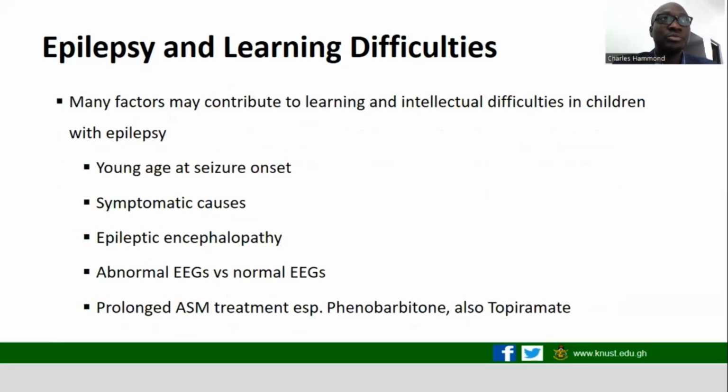There are many factors that contribute to learning and intellectual difficulties in children with epilepsy. You are more likely to suffer intellectual difficulties if you have your seizure onset at a younger age, if there is a symptomatic cause, if you suffer epileptic encephalopathy, if you have an abnormal EEG as against a normal EEG, and if you have been put on prolonged anti-seizure medications, especially medications like phenobarbital and also topiramate.